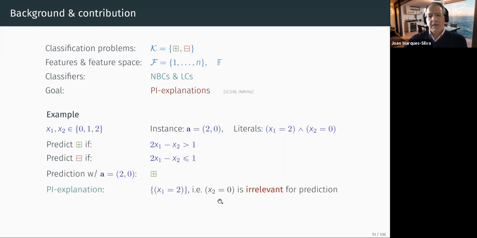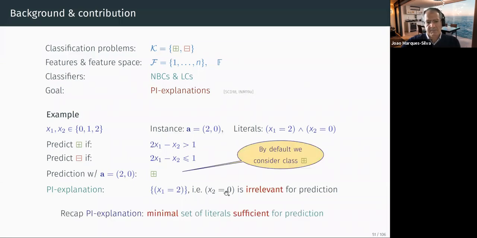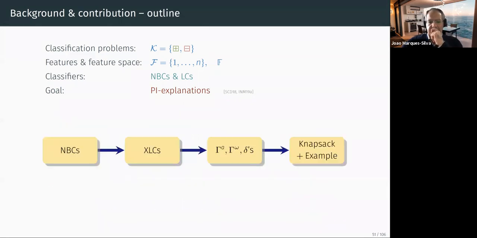Okay. And the PI explanation in this case is, we can conclude that the value of x2 is really not important, no matter the value that you put, because since x1 is 2, this is 4. So it puts the sum at such a high value that the value of x2 is irrelevant, essentially. Okay. So for the rest of these slides, I'm going to consider that the prediction is plus, just to keep it simple. We could do the same analysis for minus.